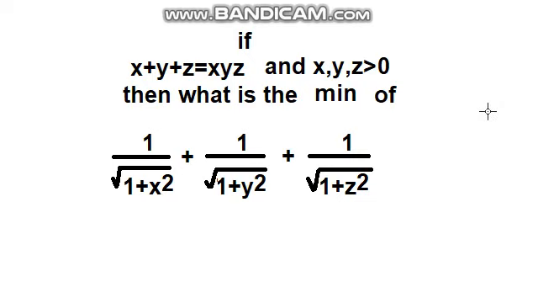Hello there, today I'm going to show one interesting challenge task, and my version of the solution. It is: if x plus y plus z equals xyz and all the variables are strictly positive, then what is the minimum of this function? Okay, let's try to solve it.